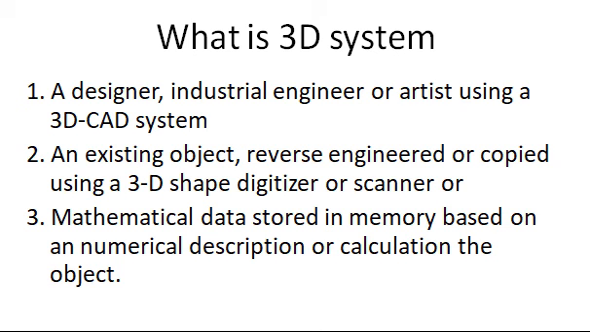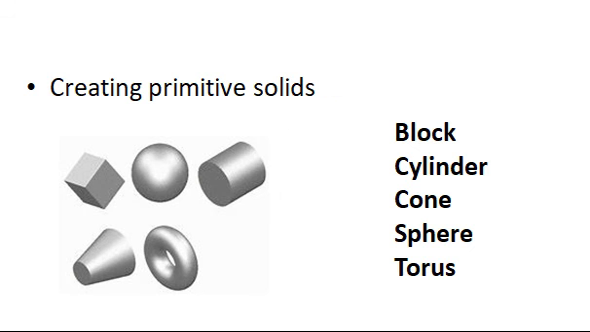So these are generally called systems. Either you create with an artistic mind using a computer, or with existing items you can reverse engineer, or you can use the model to get data from the items. So these are generally called 3D systems and fall in the category of 3D modeling. Understand?